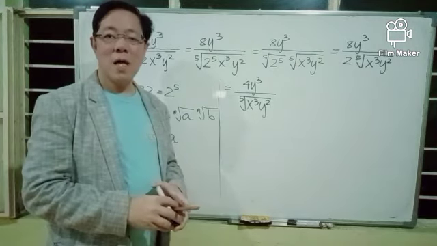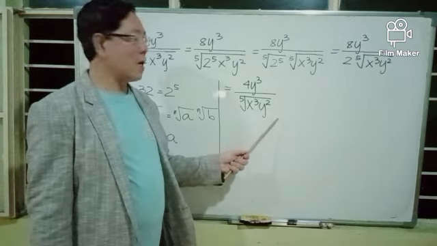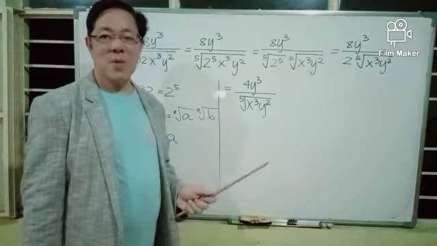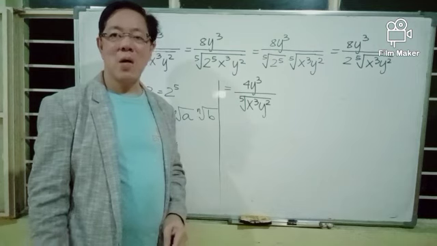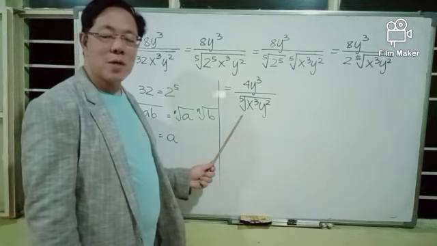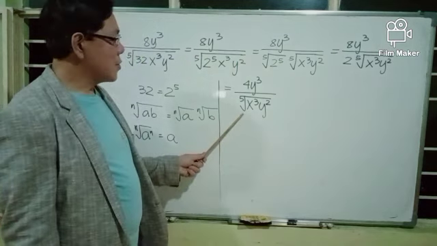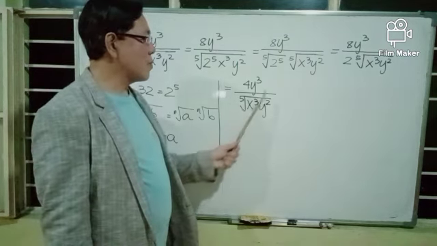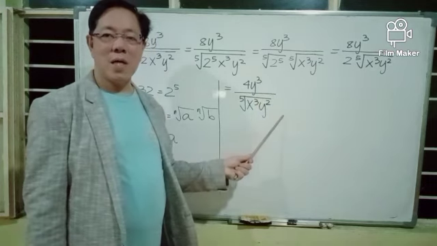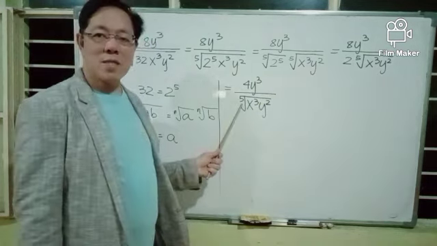Thus, we are left with the fifth root of x cubed y squared, and this is the radical expression that we will now rationalize. To rationalize the denominator is to remove the radical sign from the denominator. And to rationalize the denominator, we multiply numerator and denominator by a radical expression with the same index 5.